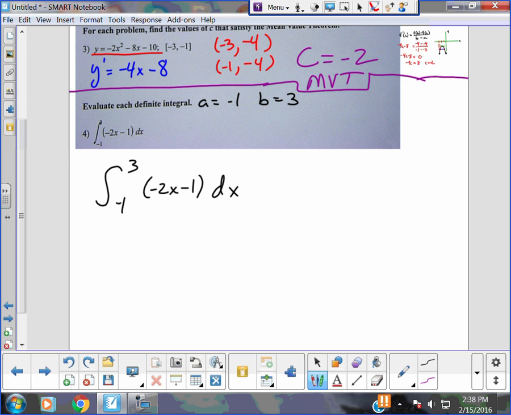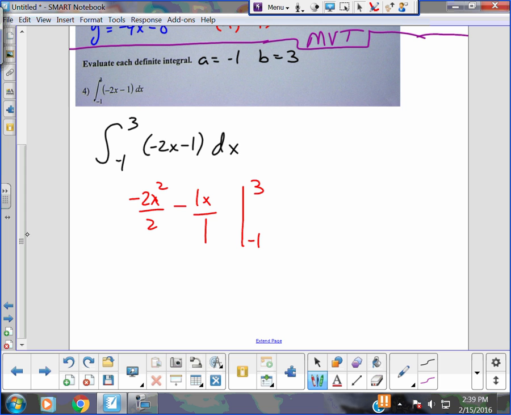I'm going to integrate -2x. I think it's -2x squared over 2 minus 1x over 1, evaluated from -1 to 3. I just did the antiderivative of each part, right, everybody? And again, if you're not seeing that, you really got to practice some antiderivatives out of section 410. And I get -2 times 3 squared over 2 minus 1 times 3 over 1 minus.